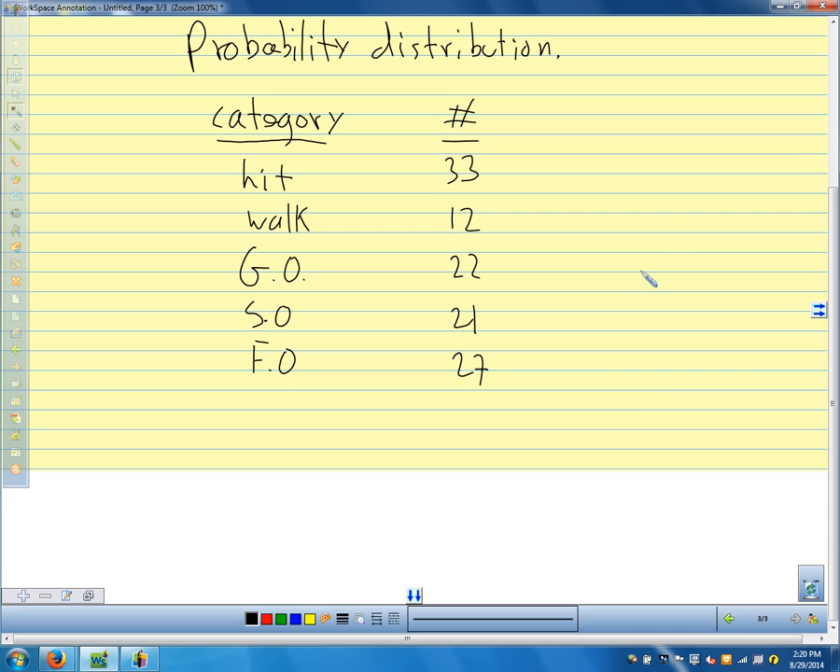The total, I just add together. I'm just adding all of these, so 33 plus 12 plus 22 plus 21 plus 27. And when I add all those together, I get 115.